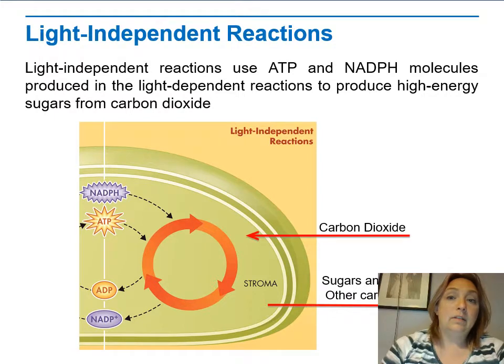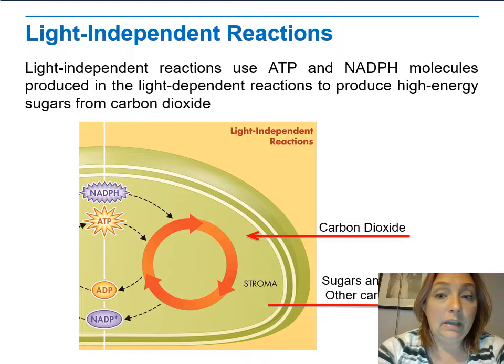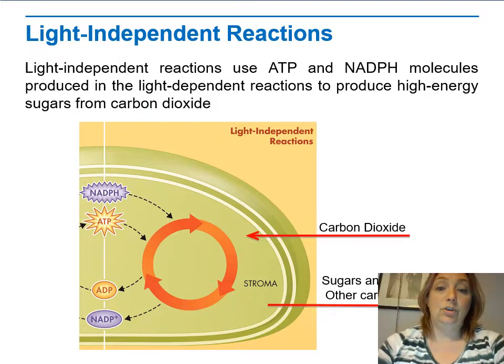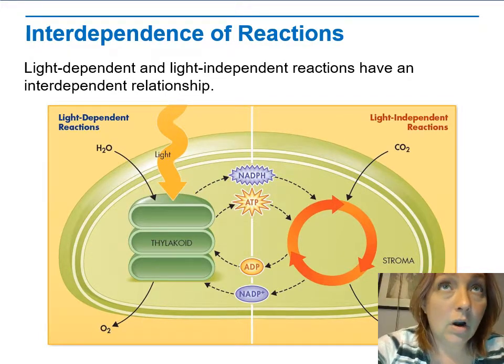So the CO2, carbon dioxide from the atmosphere, is used in a light-independent reaction using energy stored in ATP and NADPH molecules that are produced in the light-dependent reactions. And then they're able to turn that carbon dioxide into sugar and other carbohydrates. Both the light-dependent and light-independent reactions need each other. They do not work without having the other also happening.